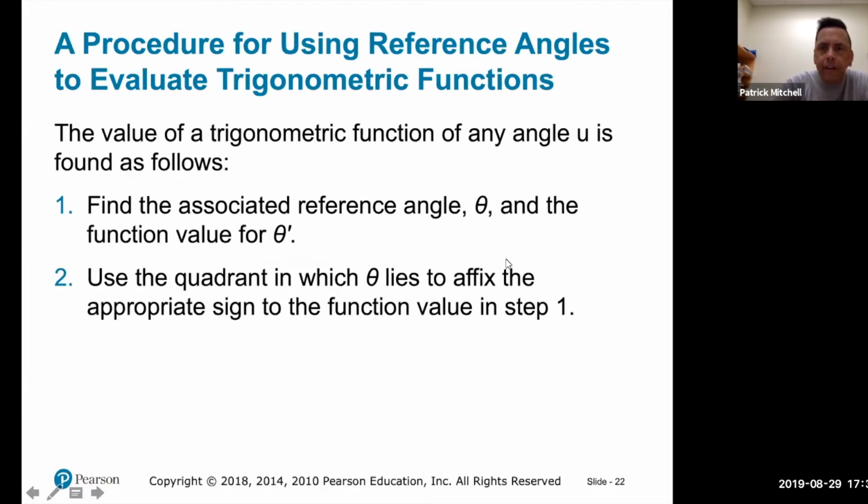Actually, let's talk officially about how to do this first. The value of a trigonometric function of any angle, I see a couple typos in here. All right. The value of a trigonometric function of any angle, I think this is supposed to say theta.